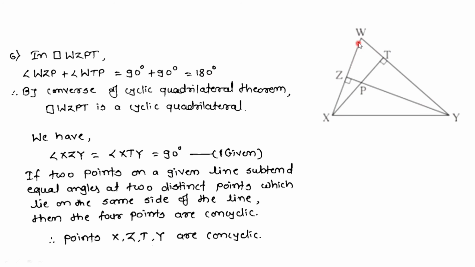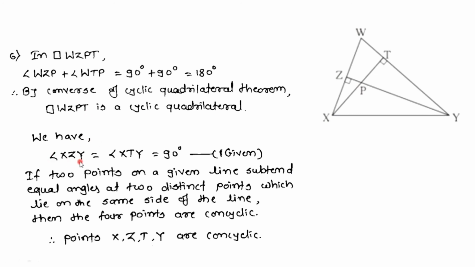So for quadrilateral WZPT, we have proved that the pair of opposite angles of this quadrilateral is supplementary. That's why by the converse of cyclic quadrilateral theorem, the quadrilateral WZPT must be a cyclic quadrilateral. So this is the first thing that we wanted to prove.